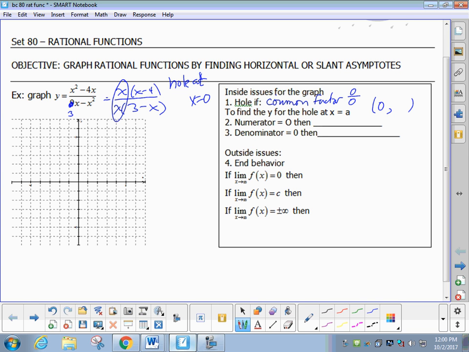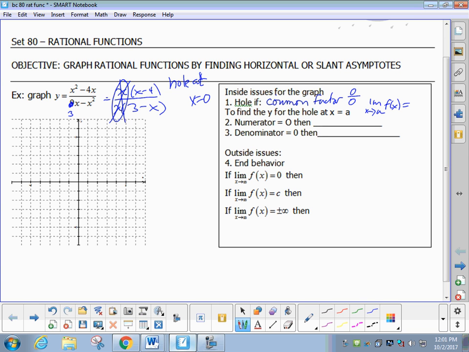If there's a hard part to this, it's the y. What's the y of the hole? How do you find the y coordinate to the holes? Plug it back into the original or the hole removed equation? Hole removed equation. Basically, you're evaluating the limit. To find the y for the hole at x equal a, you're really saying, what's the limit as x goes to a of the function? And that's the hole removed case.